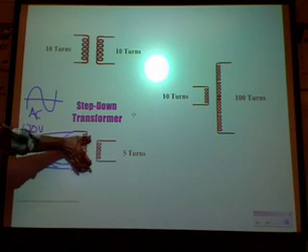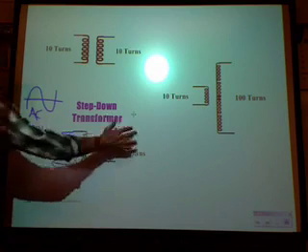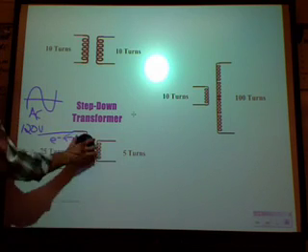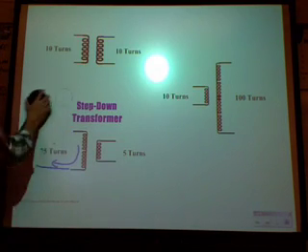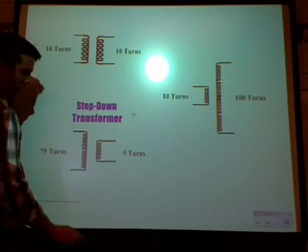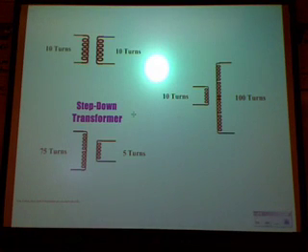Hopefully you can see that because this is a smaller coil, we're going to get less energy out here, less voltage. The question I have for you now is, what is that voltage going to be? And I'm going to show you a three-step process so you can figure out what the voltage is going to be.